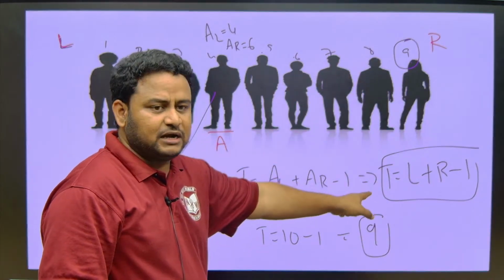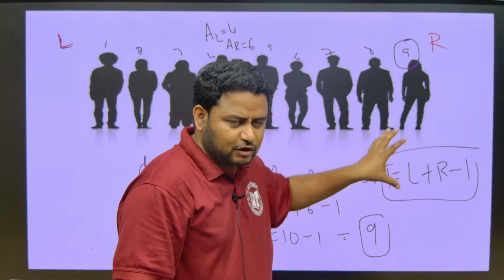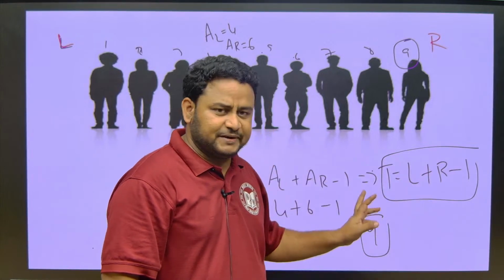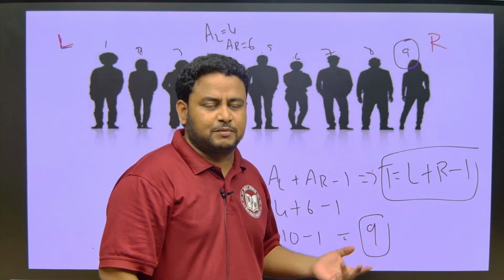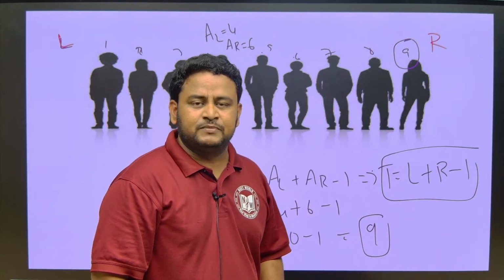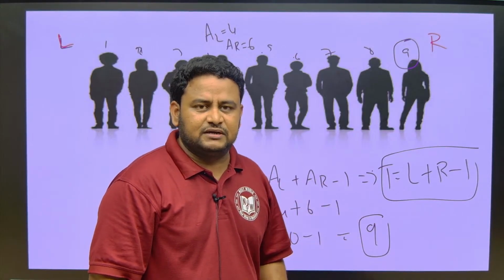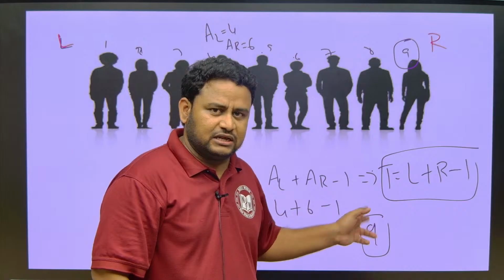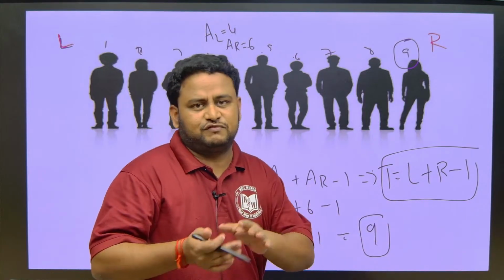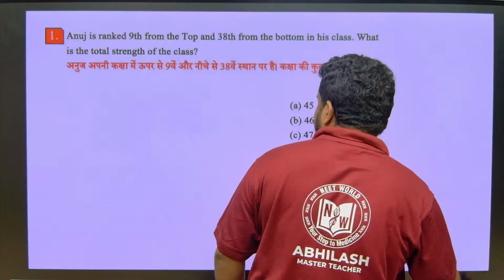The formula is total is equal to left plus right minus 1. So, we have 3 elements in this formula: total, left and right. Using this formula, if any 2 are given, you can find the third. If left and right are given, you can find the total number of persons in a row. If left and total are given, you can find the right position. If total and right are given, you can find the left position of that person. Clear? We will see through some questions now, and you will be able to understand.